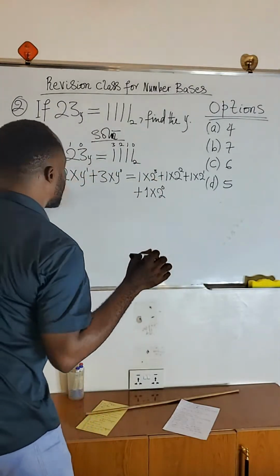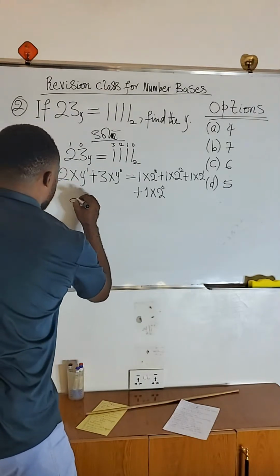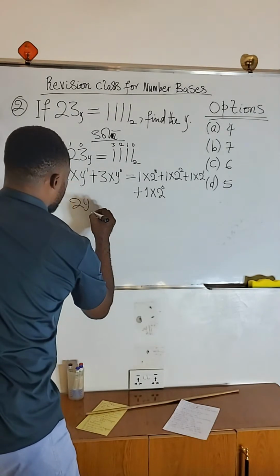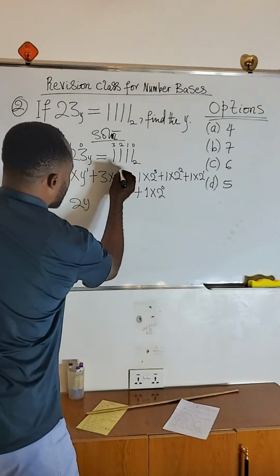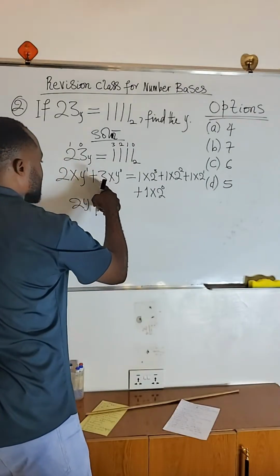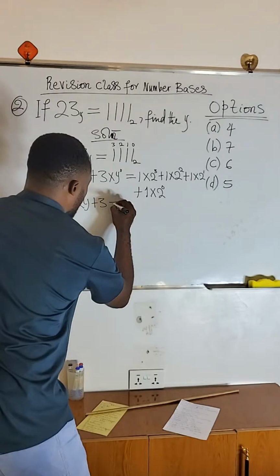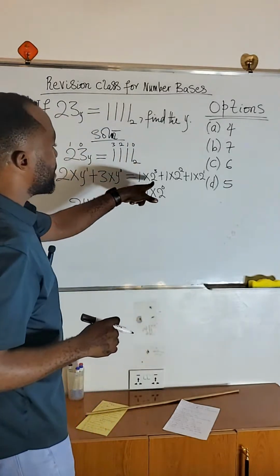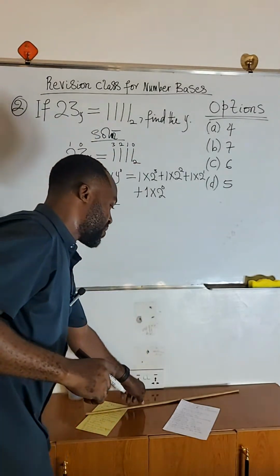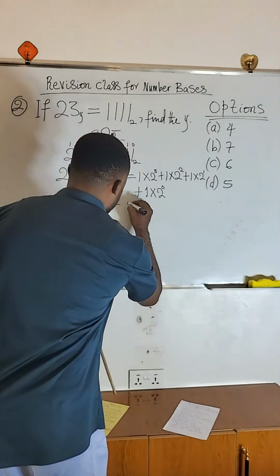Now let's simplify that. Here is 2 times y, that makes it 2y. This is y raised to power 0, that is 1. And so 1 times 3 will be plus 3, equals to, here, 2 raised to the power of 3 is 8.